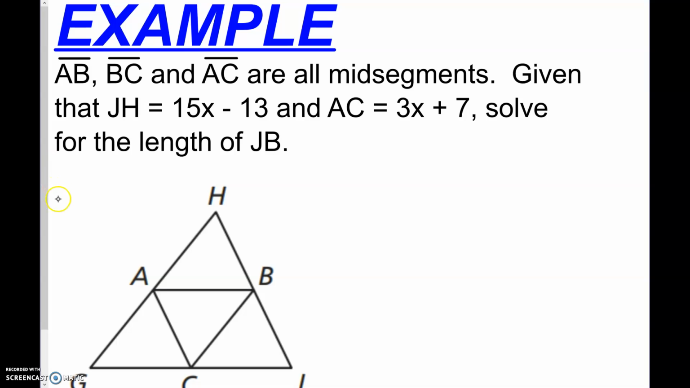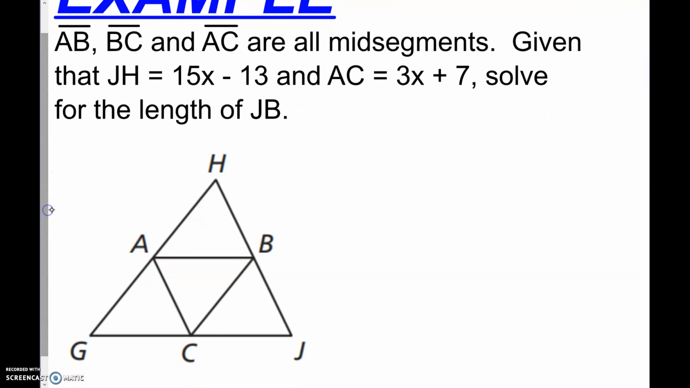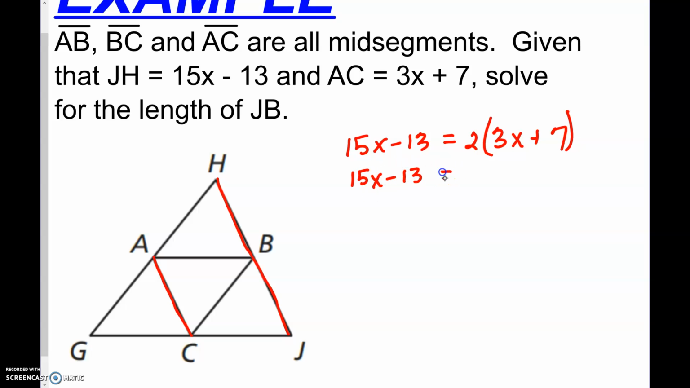All right, what do we have? AB, BC, and AC are all midsegments. So JH, this whole piece right here, is going to be 15x minus 13. And AC is 3x plus 7. We know that they are not equal. We need to multiply this one by 2 in order for them to be equal because it is half. I chose to multiply by 2 because I didn't want to divide that 15 by 2. So 3 times 2 is 6x plus 14.